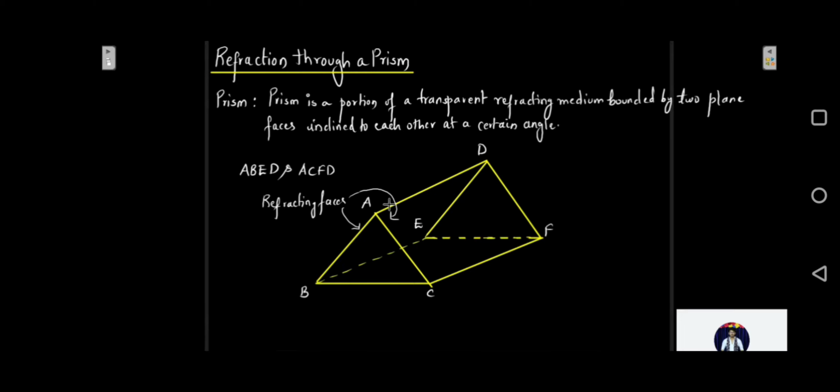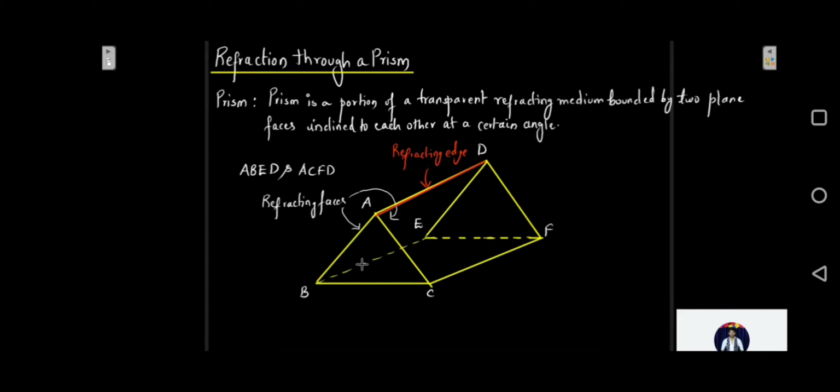The line AD, which you can see over here, let me mark it in red. This line AD is the line along which the two refracting faces meet each other. So these two faces ABED and ACFD meet along this line AD. This line is called the refracting edge.